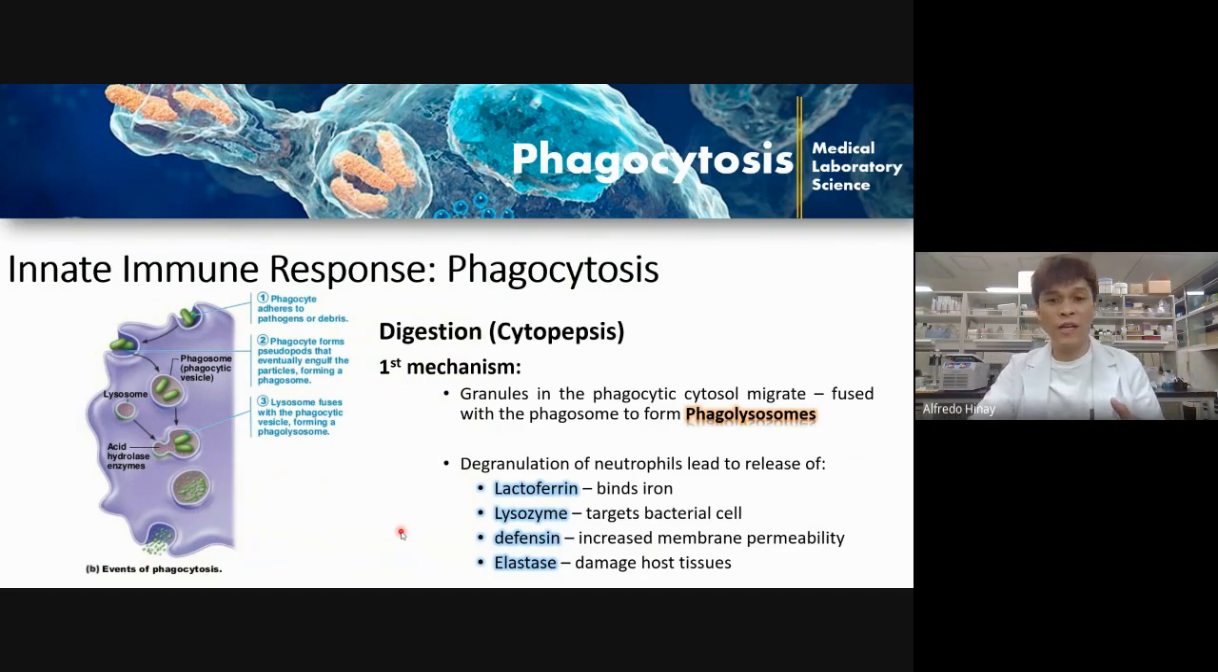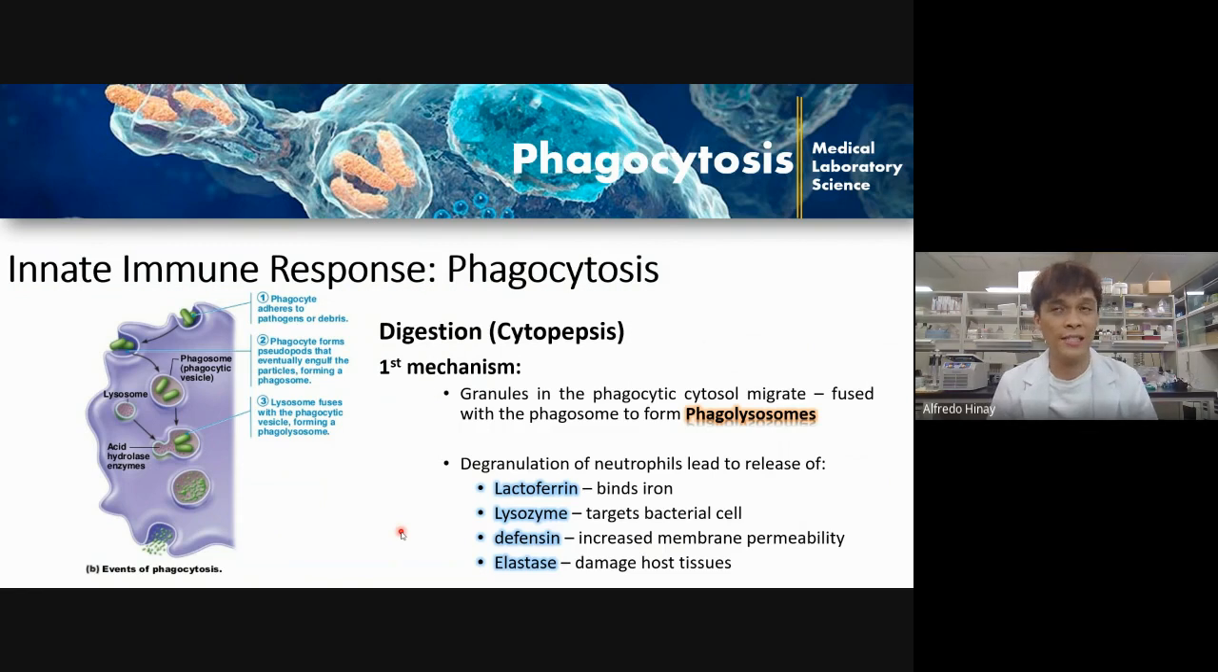With the process of phagocytosis, class, we identified already that the initial phase is recognition. After recognition, the second phase is the fusion of your phagosome to your lysosome. Then we have your digestion. Digestion, class, we call cytopepsis. We have two mechanisms of digestion. First is due to the release of your granules. Your granules in the phagocytic cytosol migrate and fuse with the phagosome to form a phagolysosome.